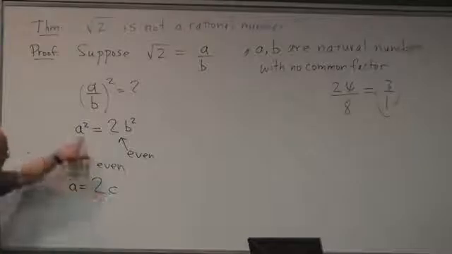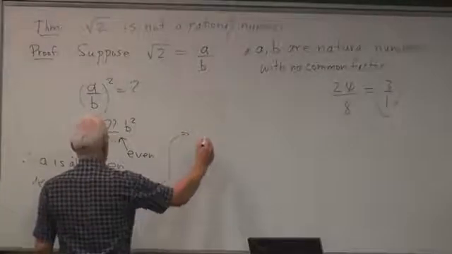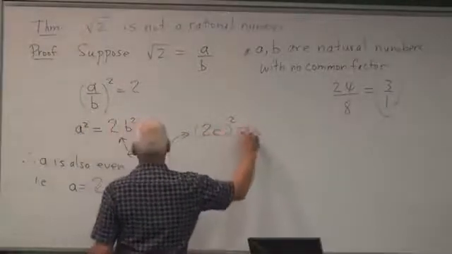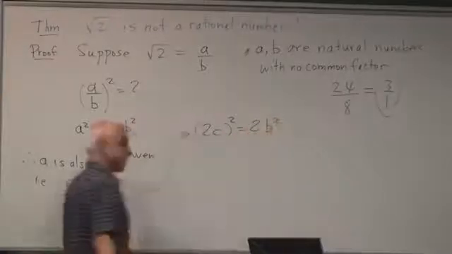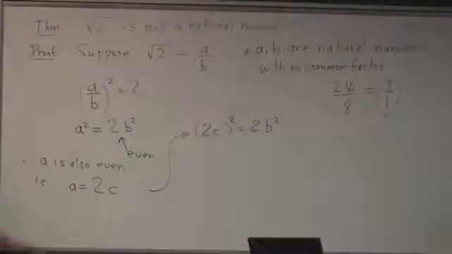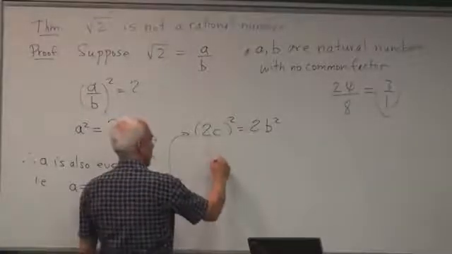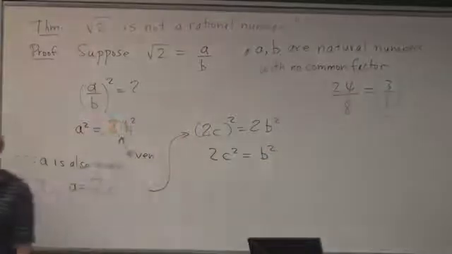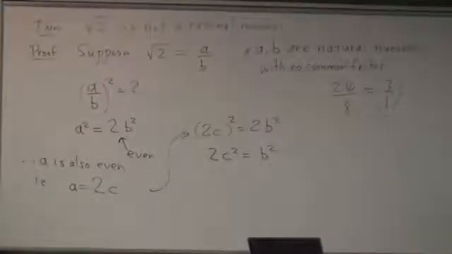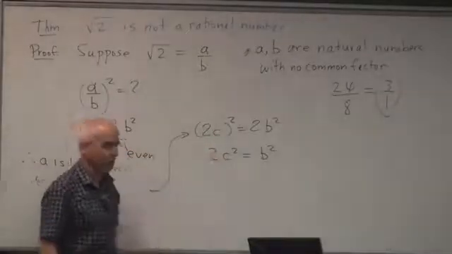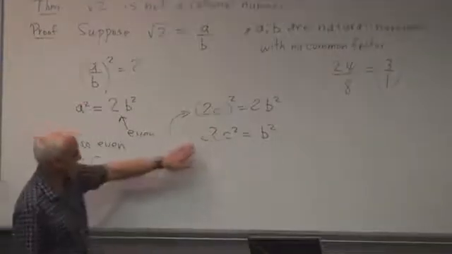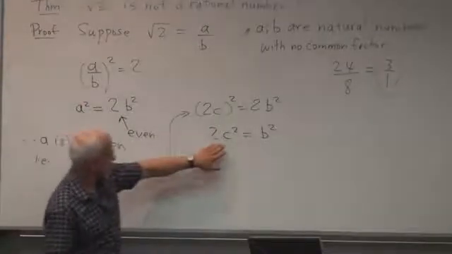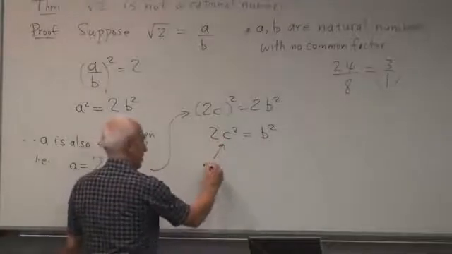All right, now we're going to plug that back in here. Now we're going to get (2c) all squared equals 2b squared. And when we expand this out and divide by 2, we get 2c squared equals b squared. Because there was a 4 and a 2, and the 2's cancel, so we have a 2 on this side. This looks a lot like what we just had. Now we see that the left-hand side is even.